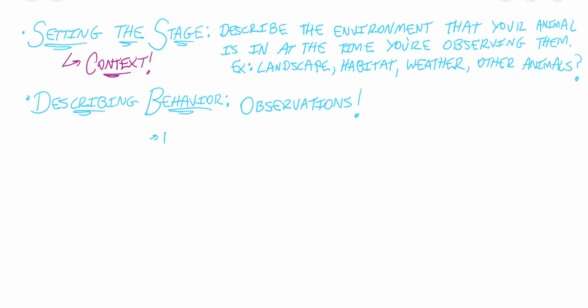Look for things like body posture. Literally, how is the animal holding itself? Is it sitting? Standing? Is it using some parts of its body more than others? Is it swinging its arms? Is it stamping its feet? That's body posture. That's something you can easily describe.